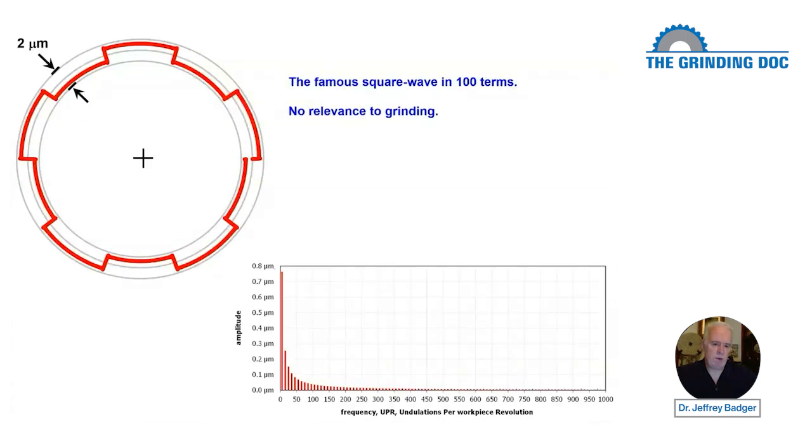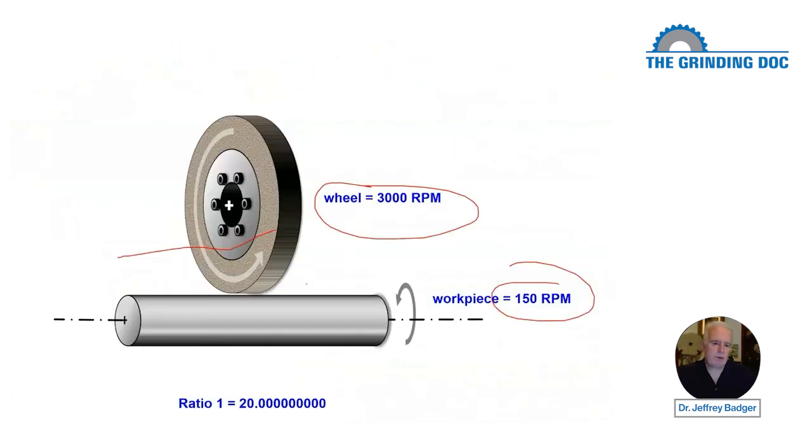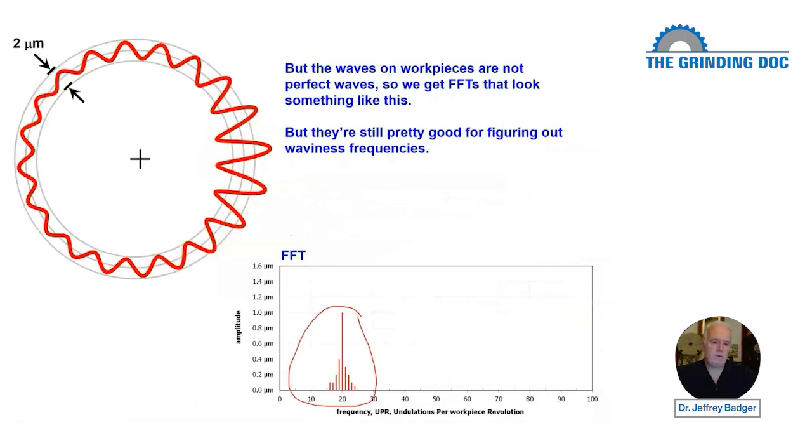Okay? And if you want to get weird, you can create funky patterns. This is all theoretical though. So I just did this messing around. And this is what they show on Wikipedia. So that is how the undulations per rev FFT Fourier transform thing works. Basically, we're just saying, what are the frequencies of the waves that we have on our workpiece?